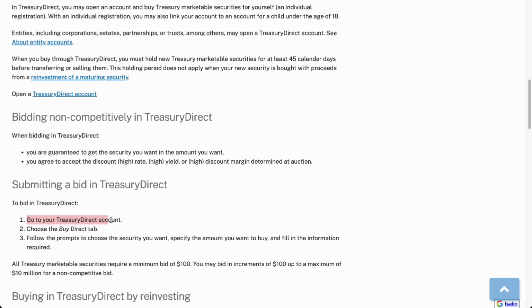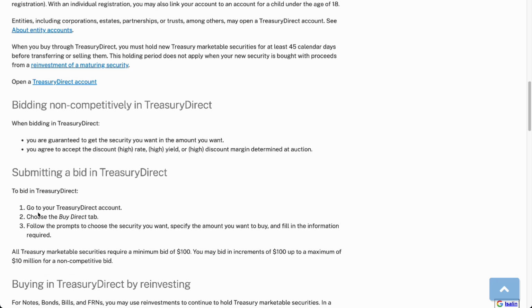So you only have to go to your Treasury Direct account and then go to the Buy Direct tab, and then follow the prompts to choose the security that you want and to buy the treasury bond that you want. You have to fill out the information, of course, and the treasury marketable security requires a minimum bid of $100, which you can increment by $100, up to a maximum of $10 million for a non-competitive bid.